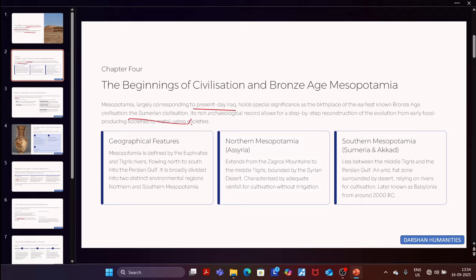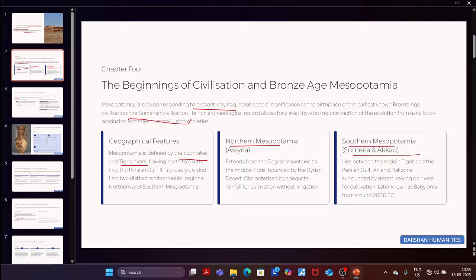Mesopotamia is defined by two major rivers, Euphrates and Tigris, flowing from north to south into the Persian Gulf. The region is broadly divided into two distinct environmental zones: northern Mesopotamia, which used to be known as Assyria, and southern Mesopotamia, Sumeria and Akkad.